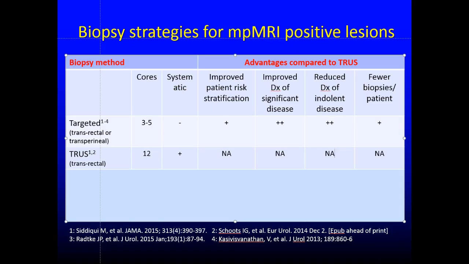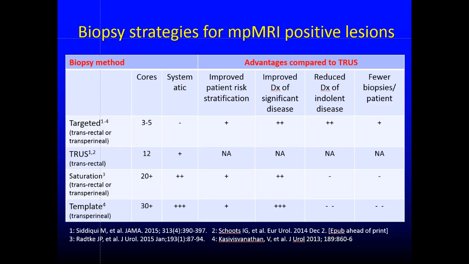But alternatively, one could do a saturation biopsy. So the saturation biopsy can be performed transrectally or transperineally with or without image guidance, but we know that you acquire many more cores, it is systematic, and you do improve the diagnosis of clinically significant disease, but you acquire a lot of biopsies. If you wanted to take this to the extreme, you could do a template biopsy transperineally, acquiring more than 30 cores, and then you'd be sure you wouldn't miss it.